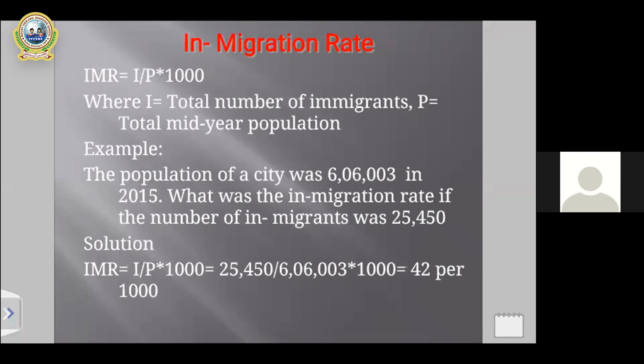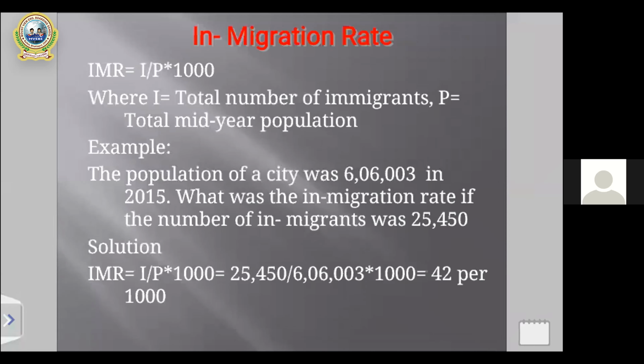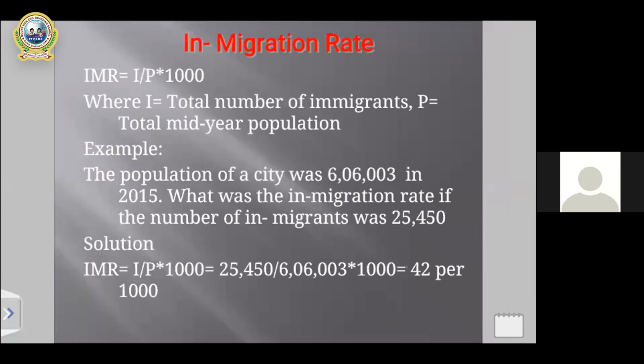Common means in mortality rate. Also we had discussed the meaning of P as the mid-year population, or total population of a certain place. So P equals total mid-year population, that means the total number of population of a certain place or in a certain area. So that is the meaning of I and P.